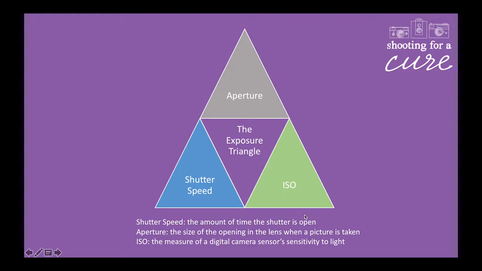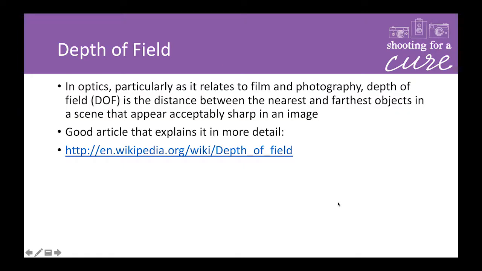So shutter speed is just the amount of time the shutter is open. Aperture is the size of the opening in the lens when the picture is taken. And then the ISO is the measure of the digital camera sensor's sensitivity to light. So the bigger the number, the more sensitive to light. Also likely more grain, especially on older cameras.